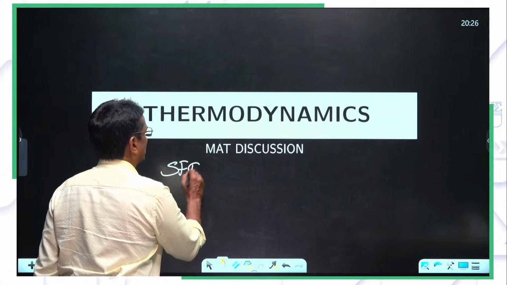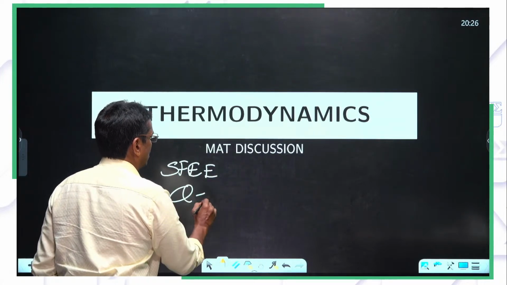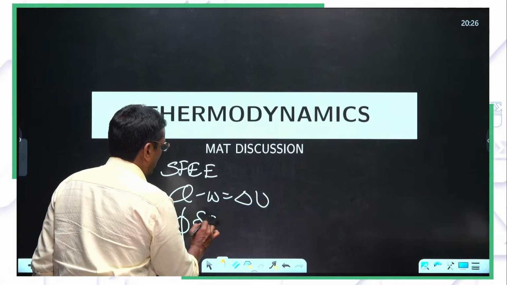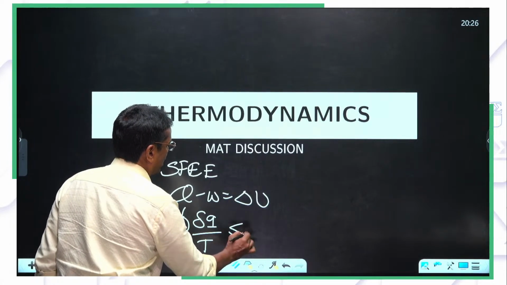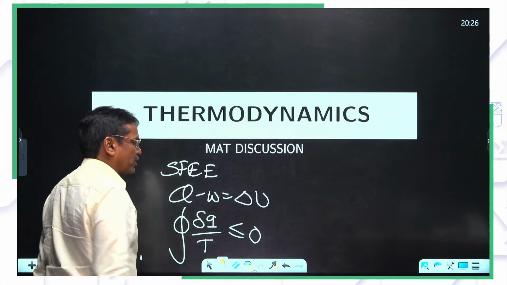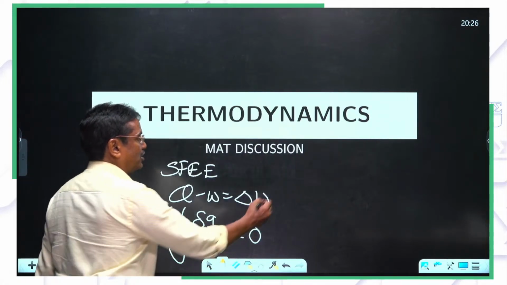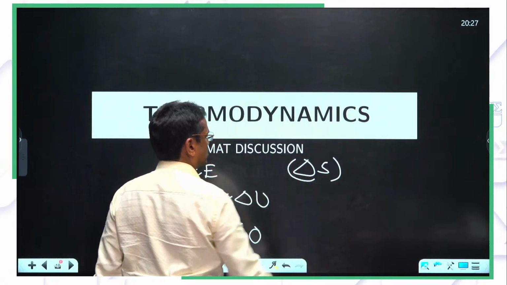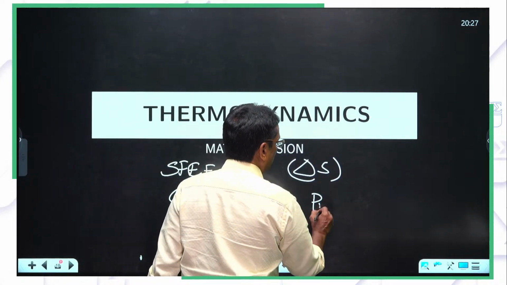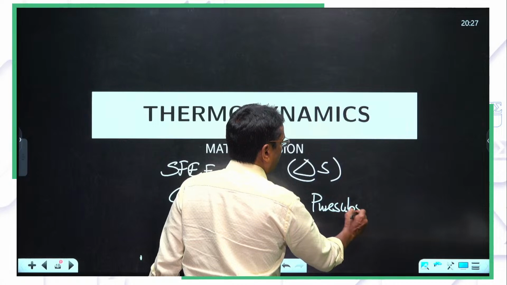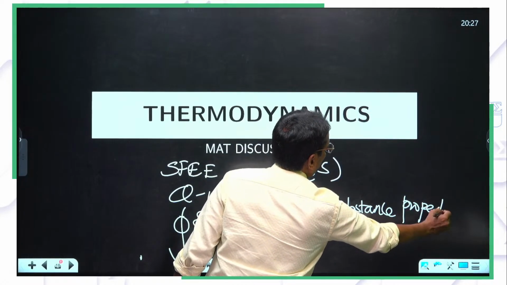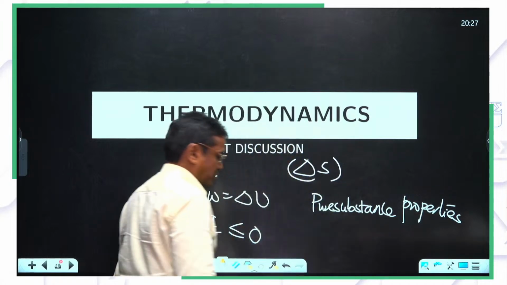Certain areas we have to give more focus to: the first law equation, or otherwise the cyclic integral of delta Q by T is less than or equal to 0, less than sign for an irreversible cycle, equality sign for the reversible cycle. Also the entropy changes delta S during various thermodynamic processes, properties of pure substances, and thermodynamic relations.